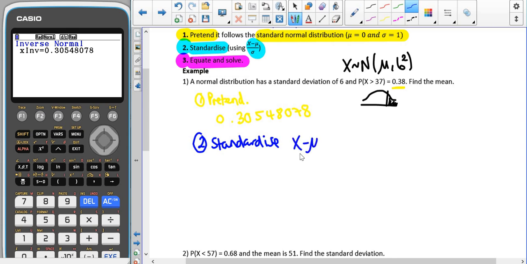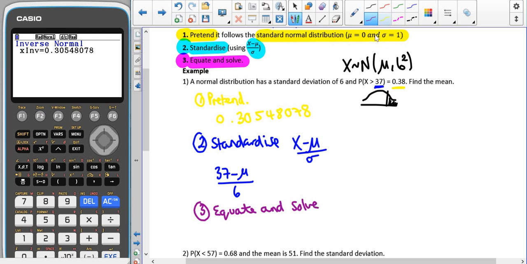So using our x minus mu over sigma. Now the x value we get from the information that we were given here, that's 37, minus the mean, which we don't know, divided by the standard deviation, which is 6. And then the third step is to equate and solve. So we are putting our answer to part 1, 0.3054878, equal to our answer to part 2, which is 37 minus mu over 6.